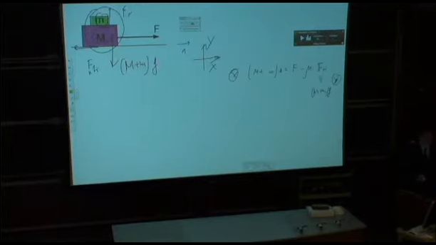How would I write the law just for the top box, for the small one? Well, relative to the x-axis, there's only one force, horizontal force acting on it. That's a force of static friction, and that has to be equal to little m times the same acceleration.